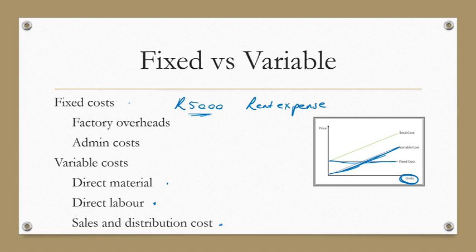The same with admin cost. The salary of the secretary in the office will be paid, will be fixed, irrespective of how many items produced. While variable cost will vary according to the number of items produced. That's also a very popular question to ask. Explain the difference between fixed cost and variable cost.